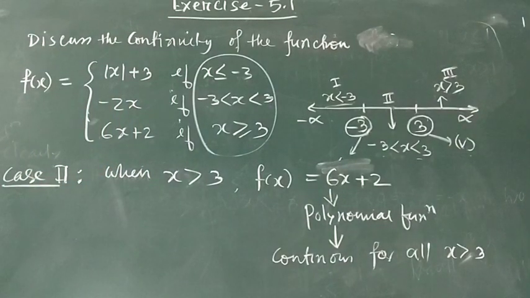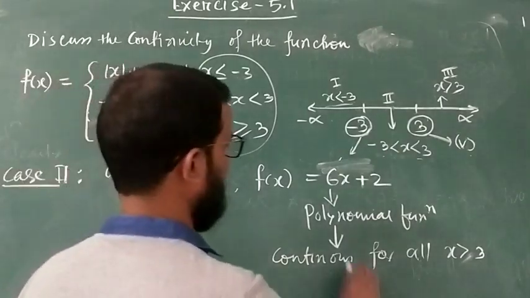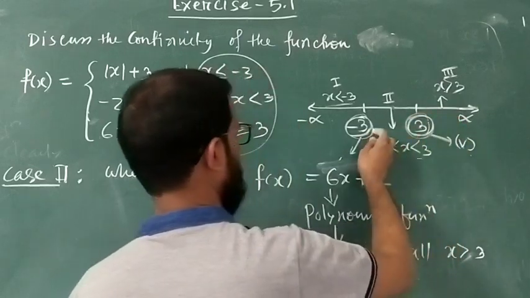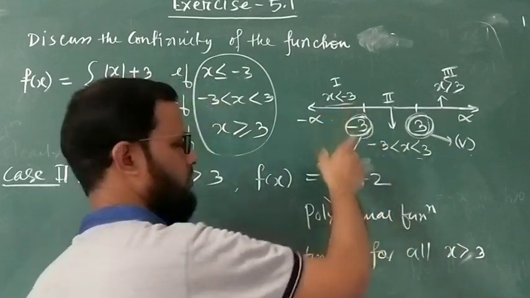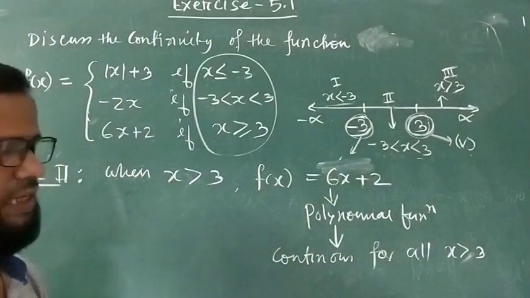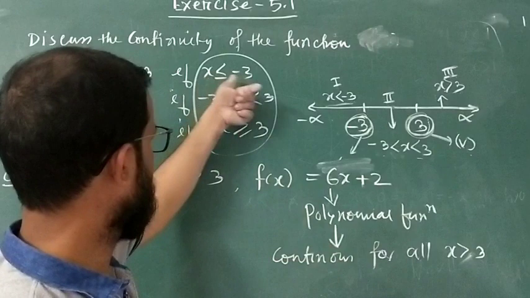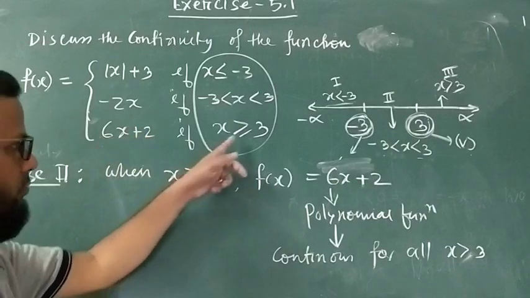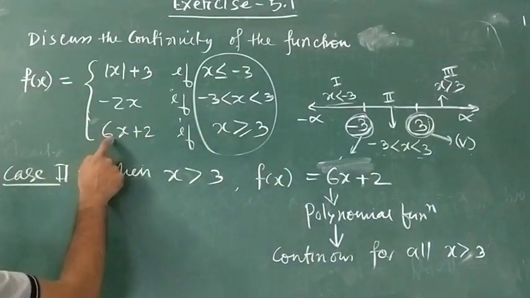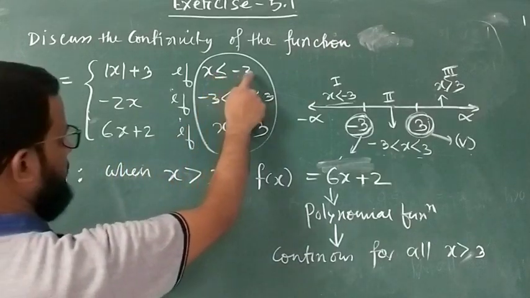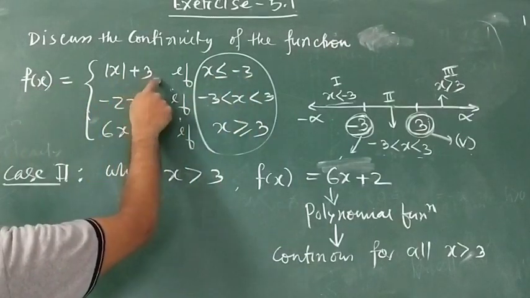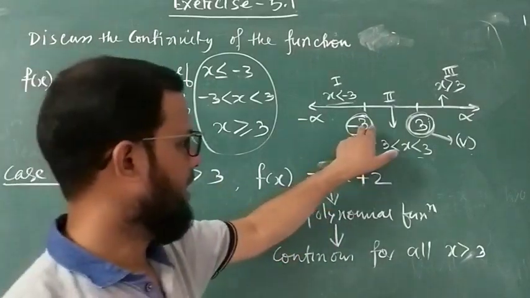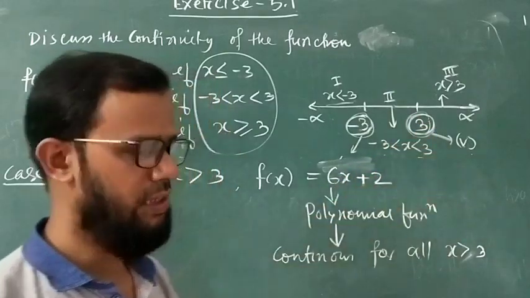Now we are going to discuss two other cases. This is minus 3, a particular point, and this is plus 3, another particular point. So we are going to use the left hand limit, right hand limit, and the functional value at minus 3, because at x equal to minus 3 the functional value exists. At x equal to 3, f(3) is 6 into 3 plus 2, which is 20. And at x equal to minus 3, f(minus 3) is modulus of minus 3 plus 3, which will be 6. So the functional value exists, and therefore we can check at minus 3 and 3 by using the left hand limit, right hand limit rule.